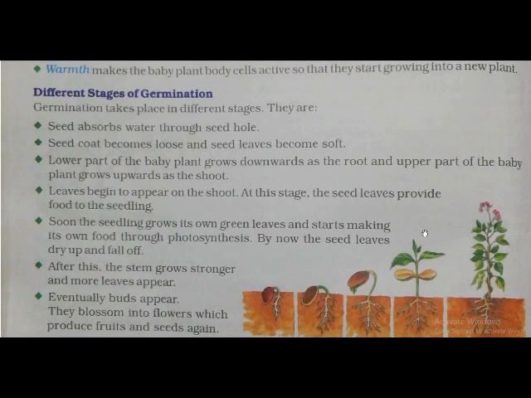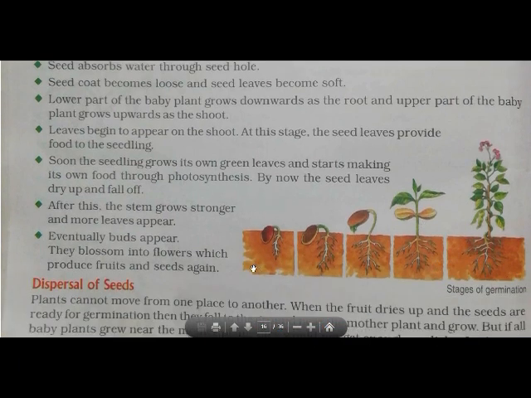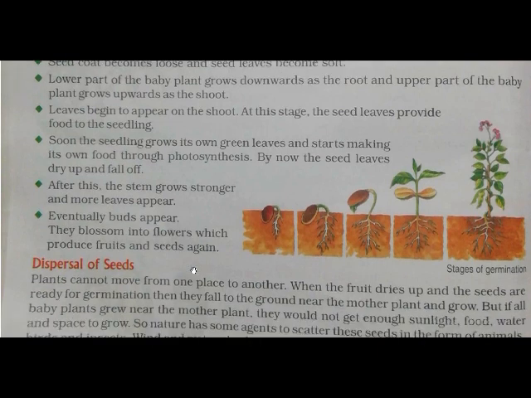So what they are telling is about the cotyledons. When the plant grows, the cotyledons stay attached. You can see in the picture, these two are known as cotyledons. When the leaves come and start giving food to the plant, the cotyledons dry up and fall off from the plant. After this, the stem grows stronger and more leaves appear. Eventually buds appear. These blossom into flowers, which produce fruits and seeds.